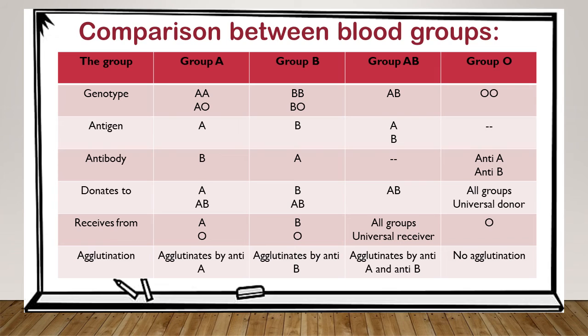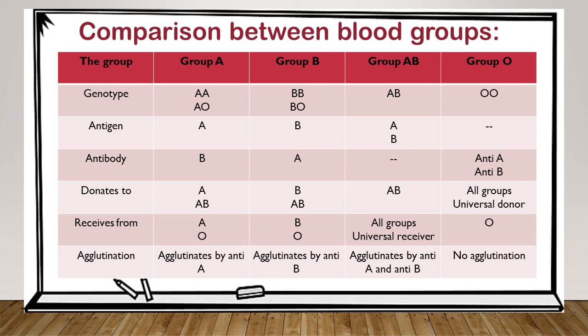Donates to: blood group A can donate the blood to A and also to AB, because AB is a universal receiver. Why do we call the person with blood group AB a universal receiver? Because he receives the blood from all blood groups, because blood group AB doesn't have any antibodies.